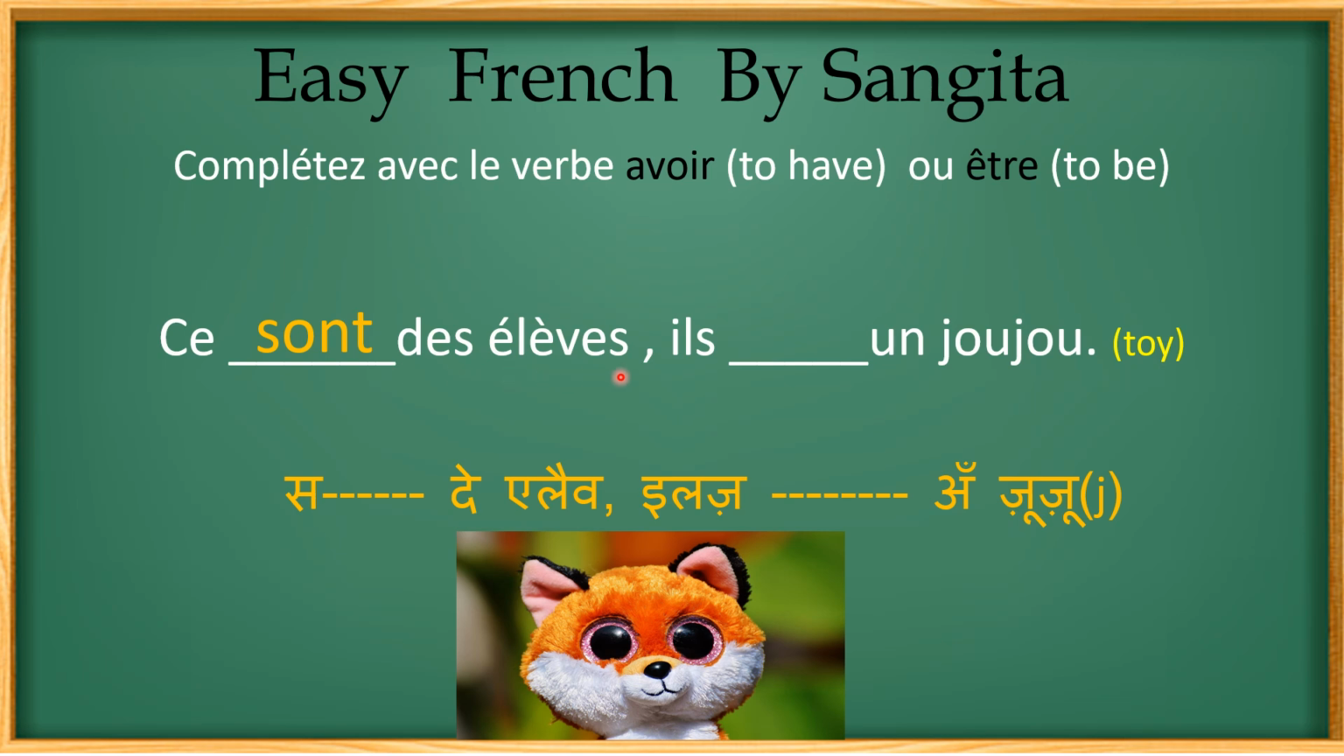These are some students. Now ils or juju. So ils means they plural, or juju a soft toy. Okay, so they have or they are. So they have. So avoir in the ils plural form. So ils ont a juju. Once again, I'm going to read it for you. Ce sont des élèves. Ils ont a juju.